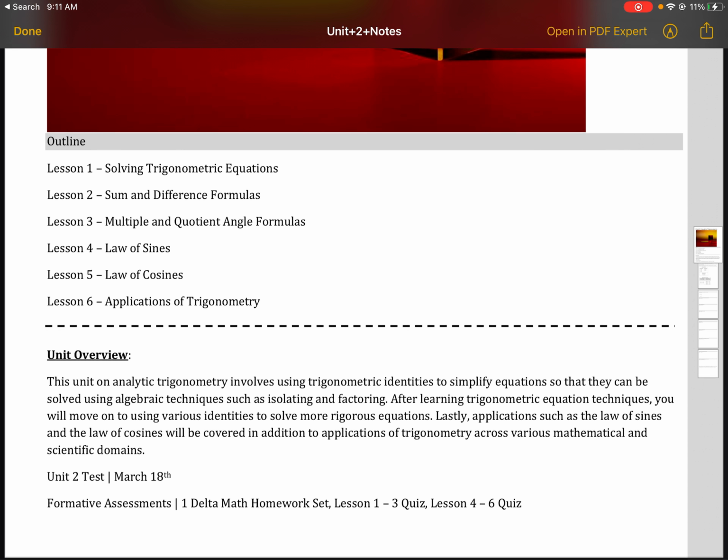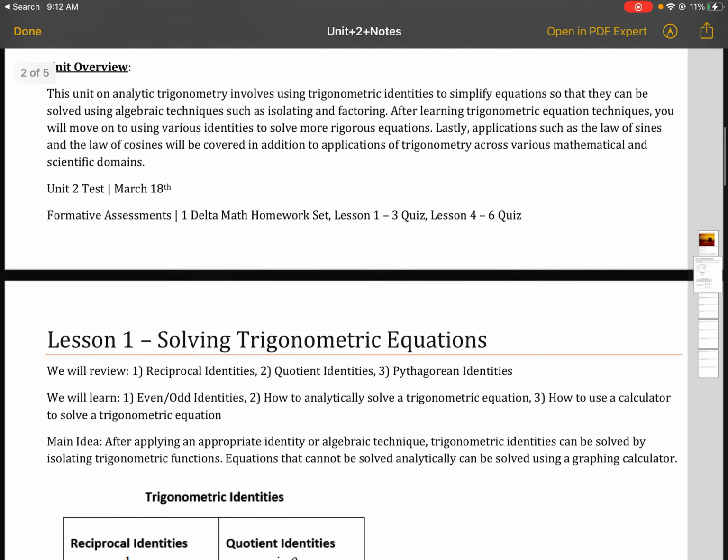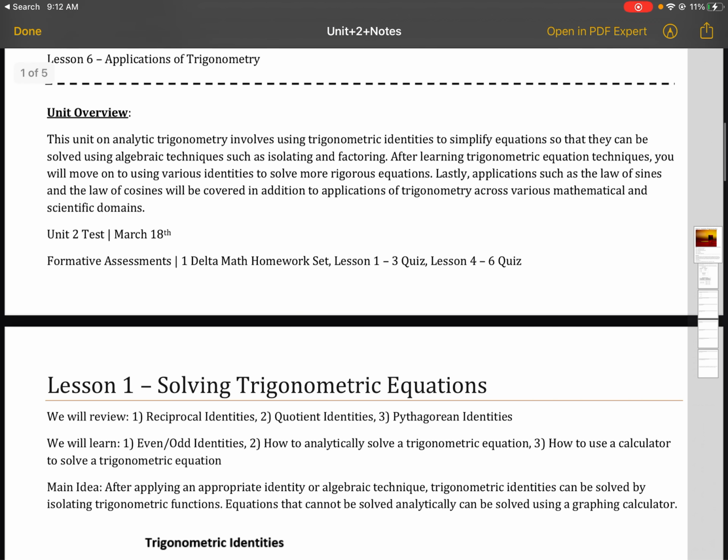We have an overview, important information. We have a unit test that would be scheduled for March the 18th. We have one formative assessment that is the Delta Math homework set that will be up. We have 2 quizzes, a lesson 1 through 3 quiz and a lesson 4 through 6 quiz.